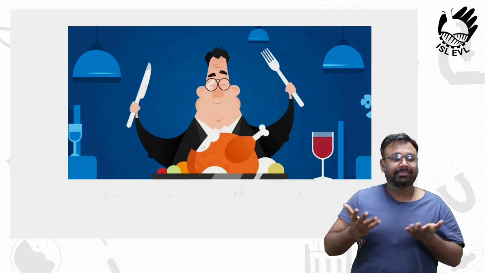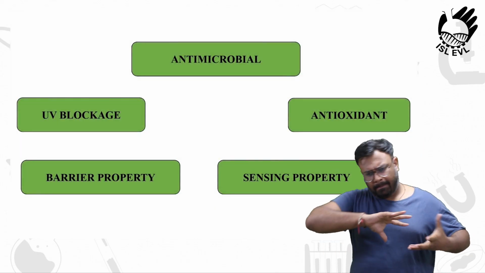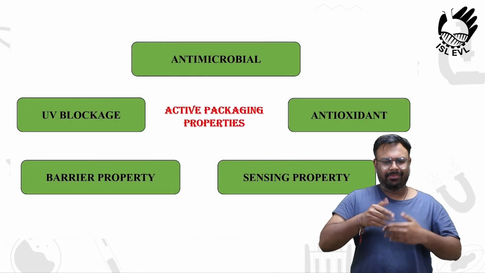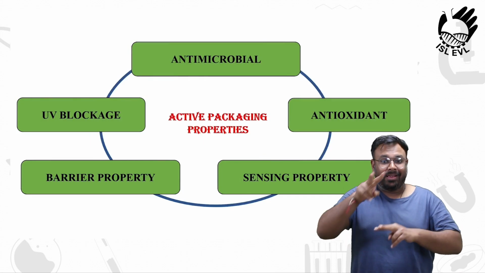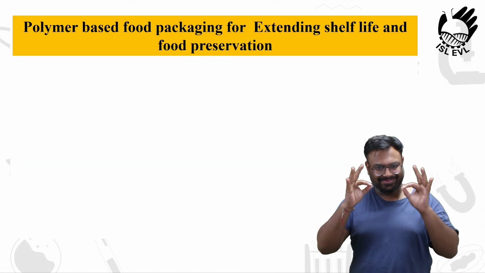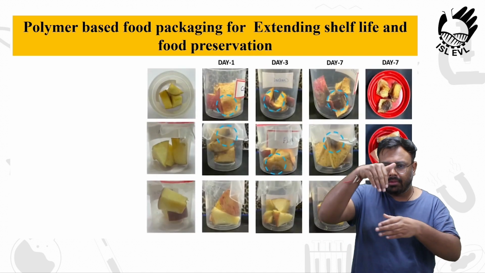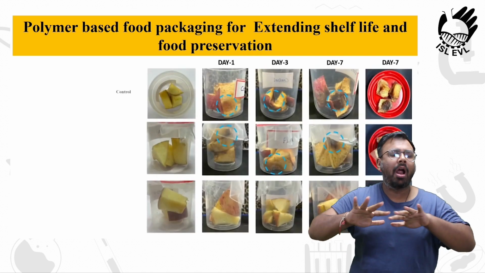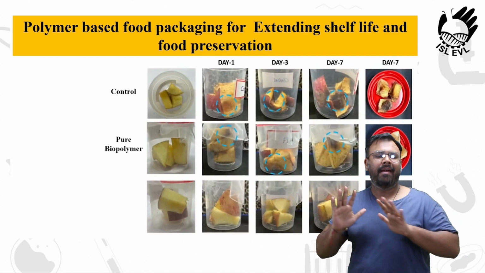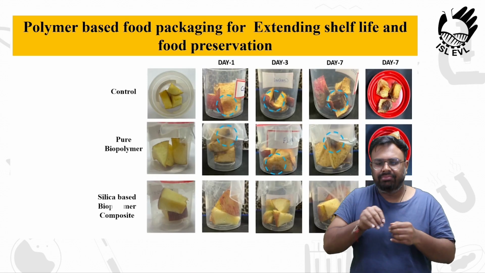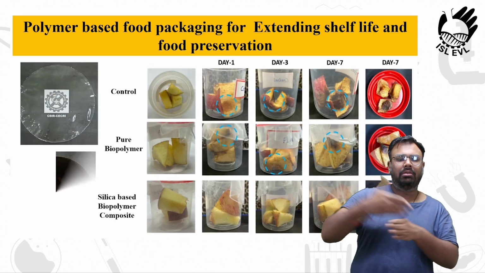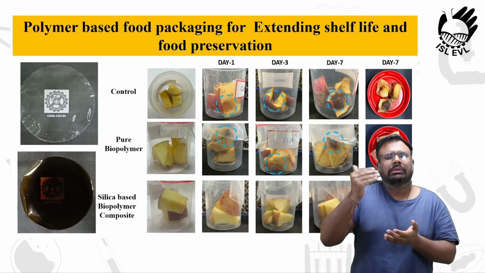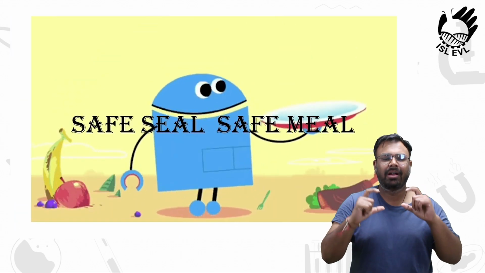We are developing several food packages for extending shelf life and food preservation. Reinforced silica, reinforced PLA was developed with active packaging properties like antibacterial, antioxidant property, sensing property, barrier property, and UV blockage for food preservation. Safe seal, safe meal.